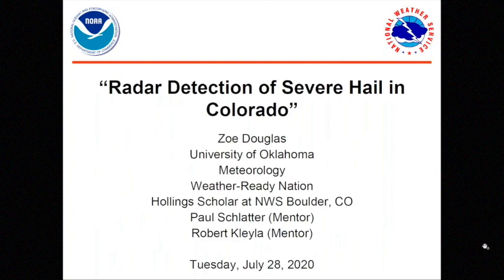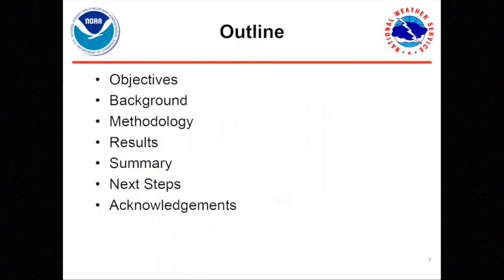But my project this summer was with the National Weather Service office in Boulder, Colorado. I would have been working with Chad Wiley, but we're all home instead, so it worked out. My project this year is the radar detection of severe hail in Colorado. And once again, as Ryan pointed out, I am Zoe Douglas from the University of Oklahoma. I'm a meteorology major, and my mentors for this summer were Paul Schlatter and Robert Kalela.